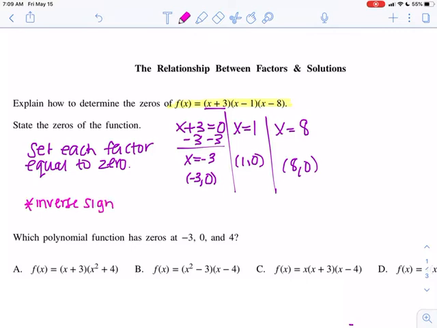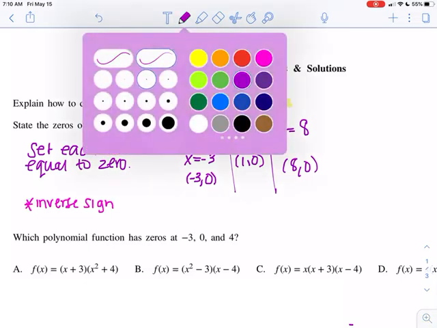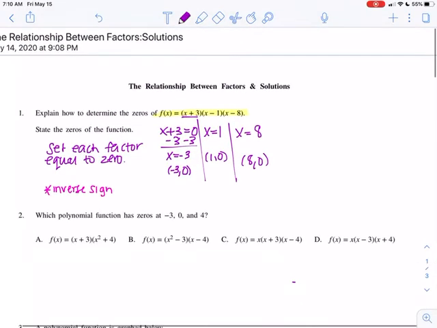And this is true when x has a coefficient of 1. All of these have a coefficient of 1 for x. Okay, we're talking about this scenario. Now, here's another way you might be asked this question. It says in number 2, which polynomial function has zeros at negative 3, 0, and 4? So there's a few things I know from this. I know that this is actually going to be cubic or degree 3 because there's 1, 2, 3 zeros.